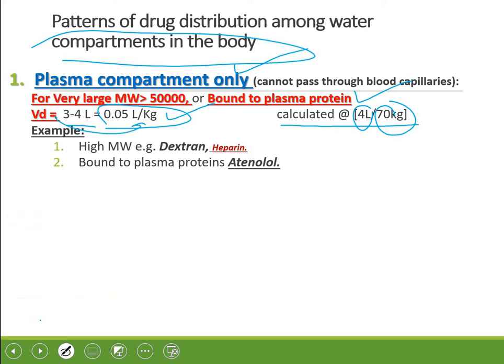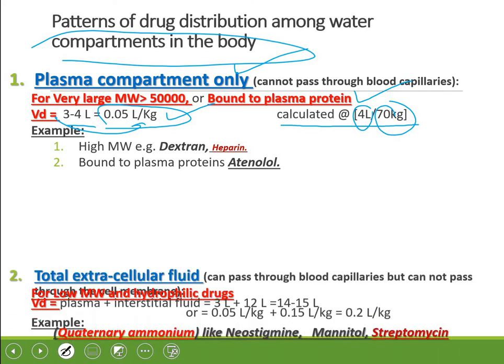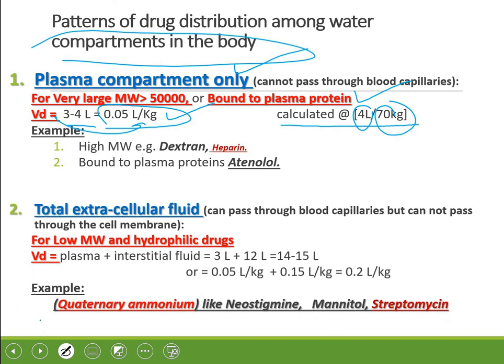And then if I carry you, the higher the molecular weight, like this strain heparin, you see it cannot cross, and it needs facilitated diffusion. Whereas the extracellular fluid case is considered, which can pass through the blood capillaries but cannot pass through the cell membranes. Remember, in this particular case, we consider the plasma plus the interstitial fluid. It means the drugs reach from the blood.